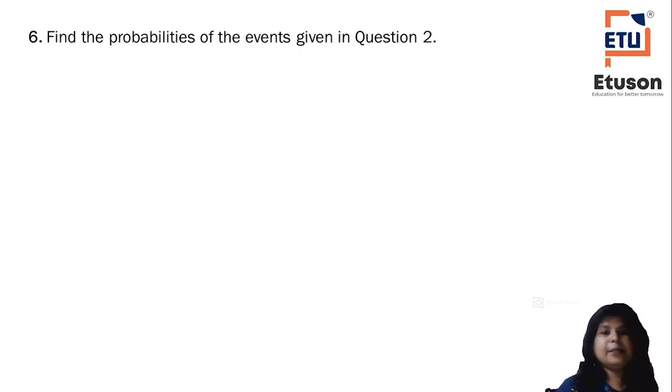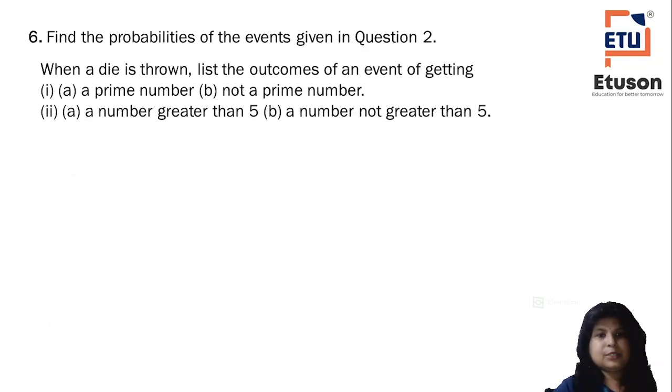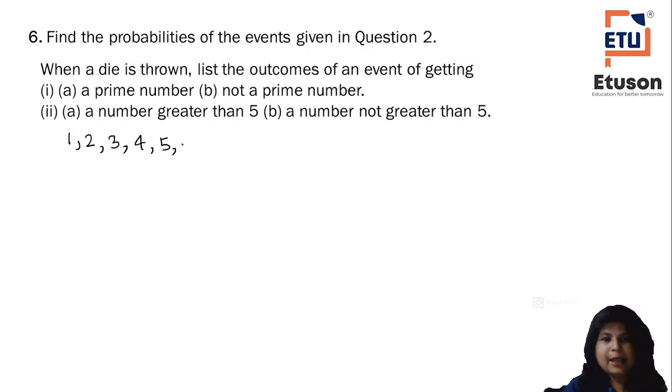Find the probabilities of the events given in question number 2. So these are the events for which we have already found the outcomes in question number 2. Here we have to find out the probability. When a die is thrown, list the outcomes of an event. So this was question number 2. So you have to find out the probability. So let me first write down the outcomes, that is 1, 2, 3, 4, 5 and 6. So question number 1, bit A.